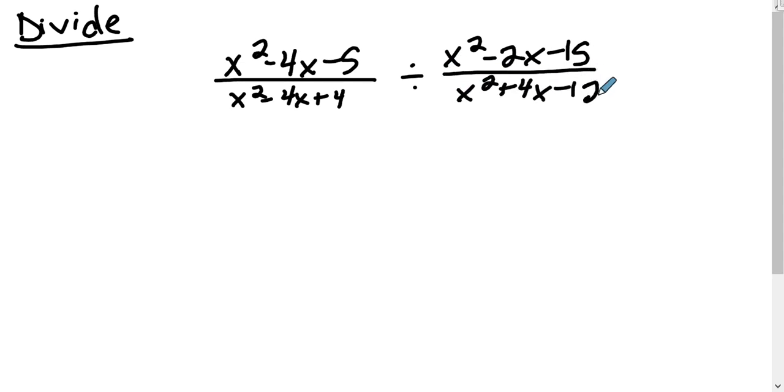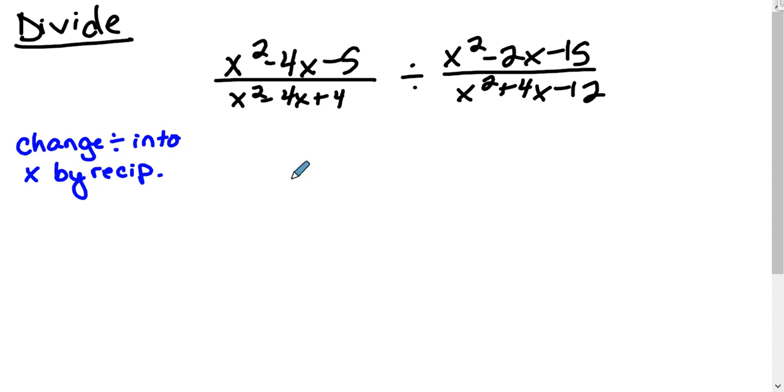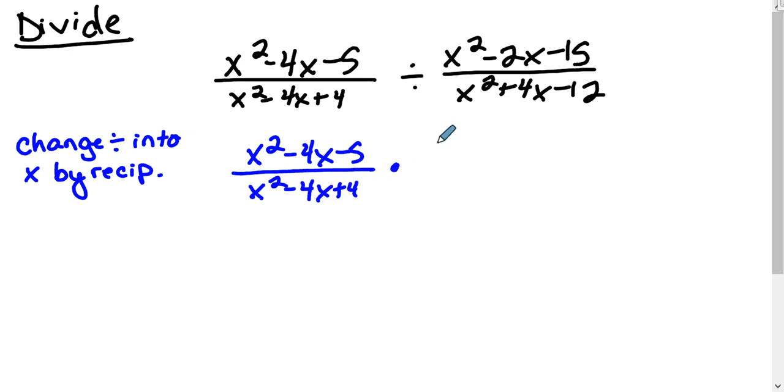minus 12. So just like we needed to earlier, we're going to have to factor. But before we factor, I recommend taking care of the division. So by definition, change division into multiplication by the reciprocal. So again, just the definition of division. So that becomes x squared minus 4x minus 5 over x squared minus 4x plus 4. Change division into multiplication by the reciprocal.